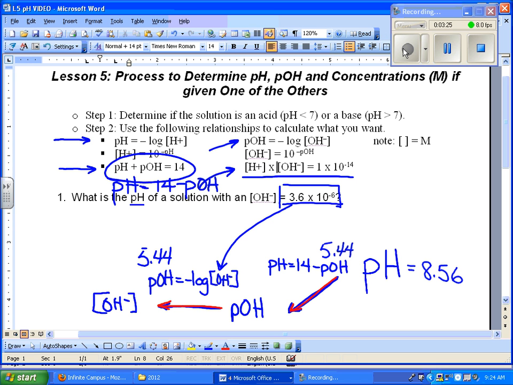Now, as I look at that, remember I had a hydroxide concentration, so my pOH would be about 6. It makes sense that the pH is going to be about 9, because those two things add up to 14.